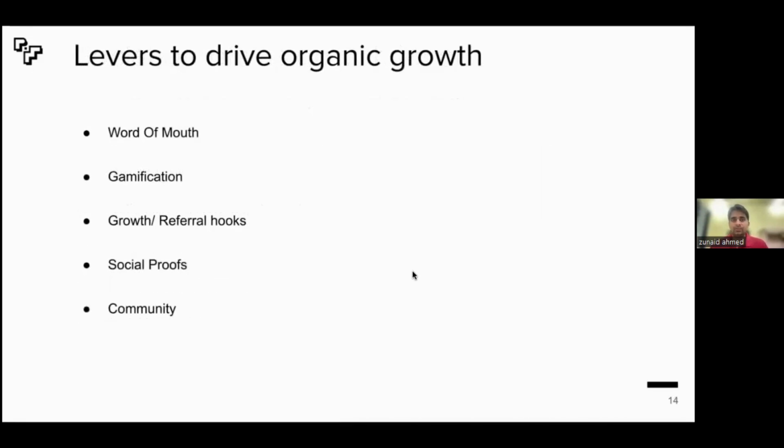So we discussed different levers to drive organic growth. It could be word of mouth, gamification, referral hooks, social proofs, community, etc. But having said that, which lever will work for a particular product is very subjective. However, the framework of deploying these strategies is common. One needs to experiment to see which strategy will work best for a particular kind of product. A particular strategy may not work for my product, or some other strategy could work. So when it comes to driving organic growth, it is a lot about experimenting, seeing which channel is working, and then improvising on that particular channel.